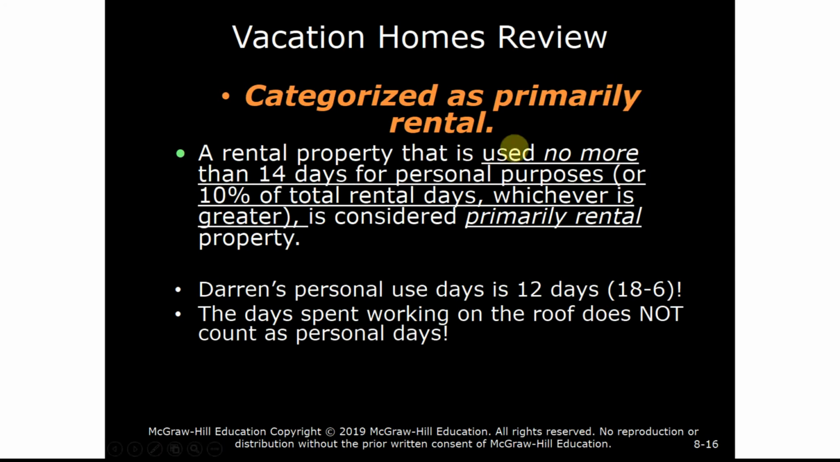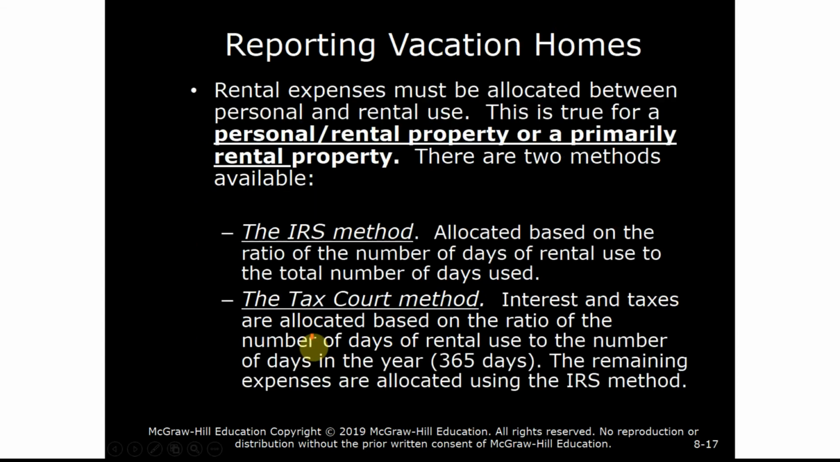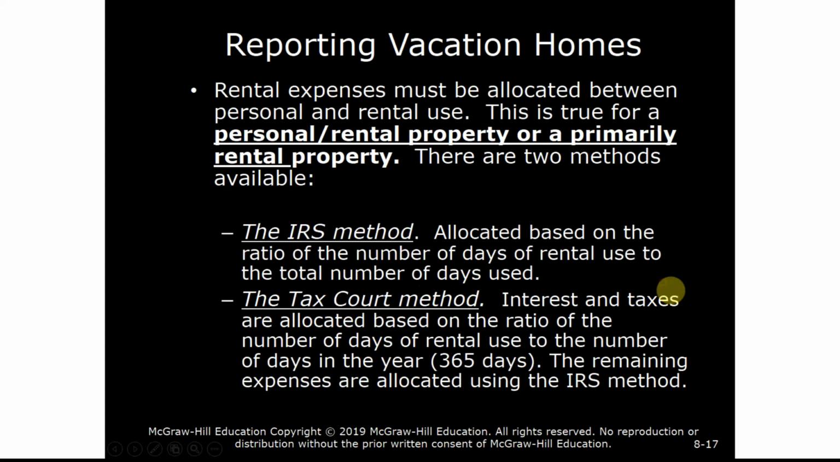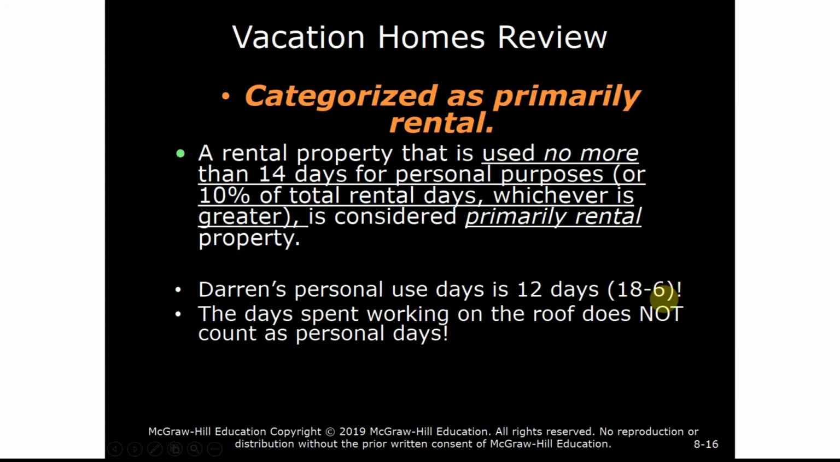When it's categorized as primarily rental, that is, the rental property is used no more than 14 days for personal purposes, or again 10% of the rental days, whichever is greater, then this is primarily rental property. So in this case, there's an example listed in the text where Darren uses the property for 12 days. Again, because it states it in the problem in the text. The reason they're saying 18 minus 6 here is because 6 days were used for repairing the property.